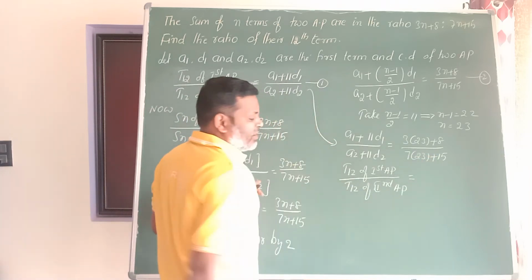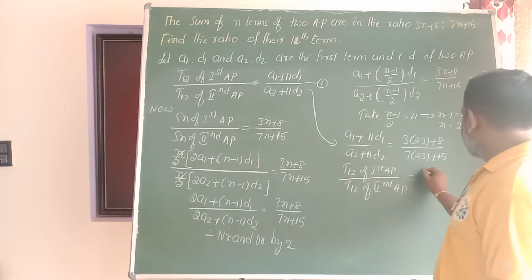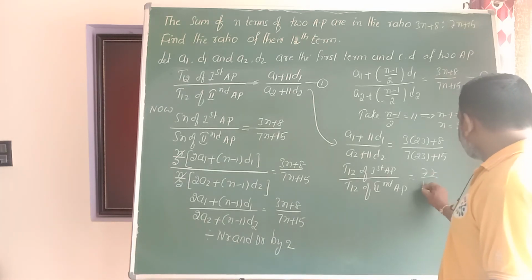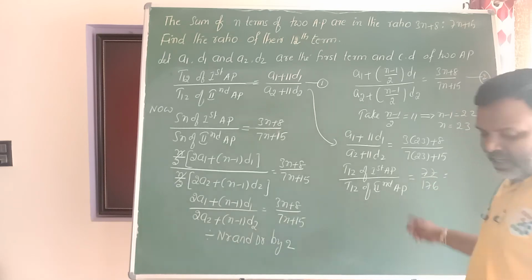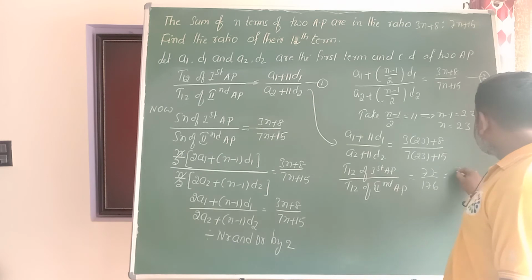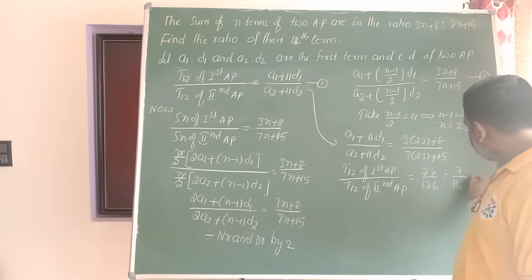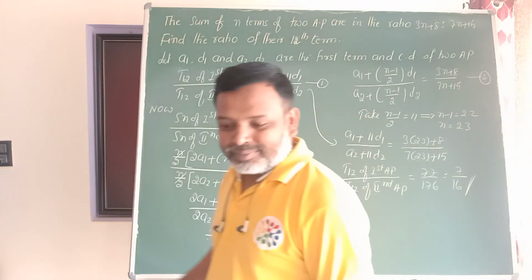Now by simplifying this, (3 into 23 + 8) divided by (7 into 23 + 15), you will get 77 by 176. Have a look on this. 77 divided by 176. By dividing by 11, it goes by 11. That becomes 11 sevens divided by 11 16s. This is the ratio. Got my point?